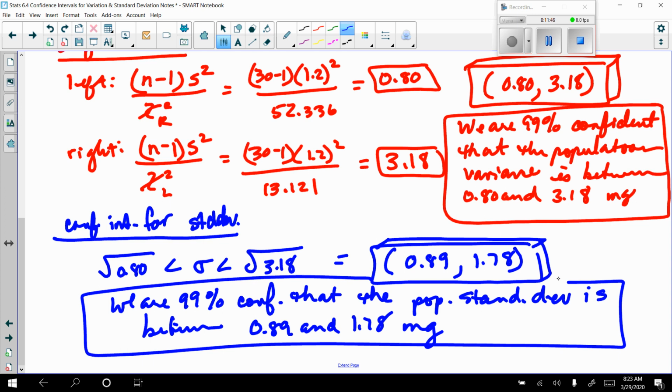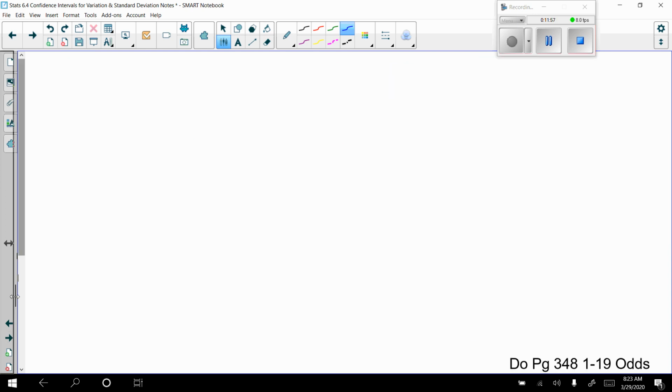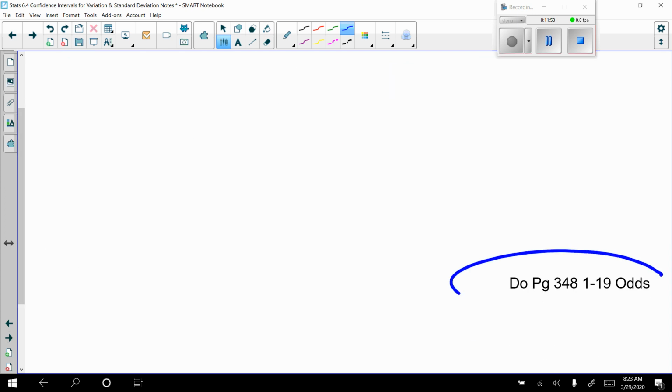So that's how you do the confidence intervals for variance and standard deviation. So now you're going to be doing 1 through 19 odds on page 348.